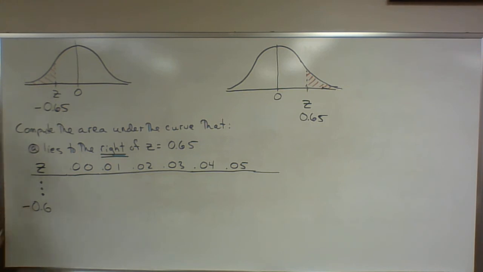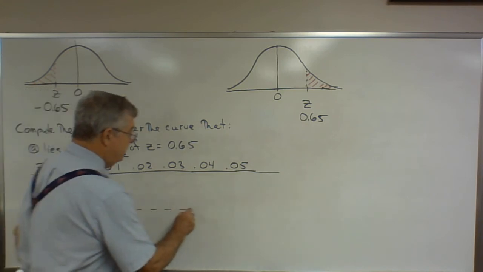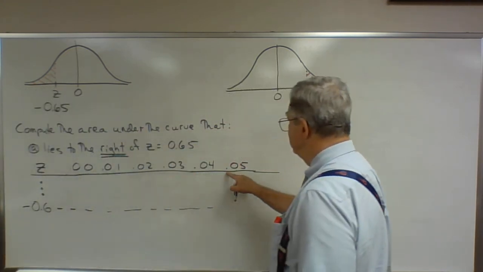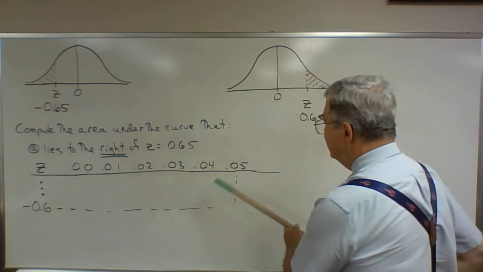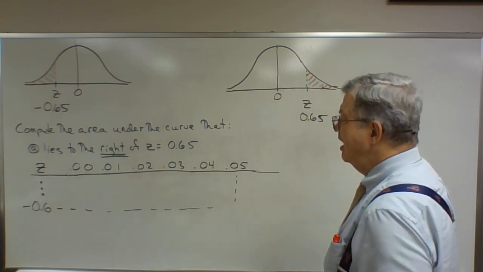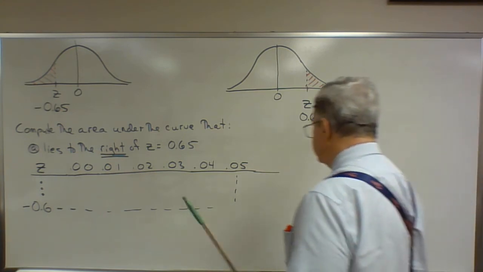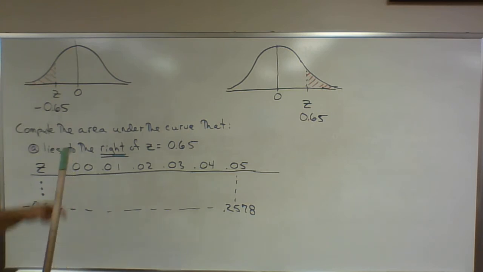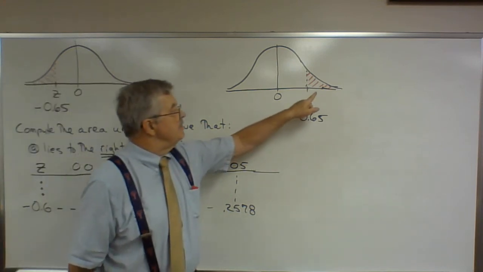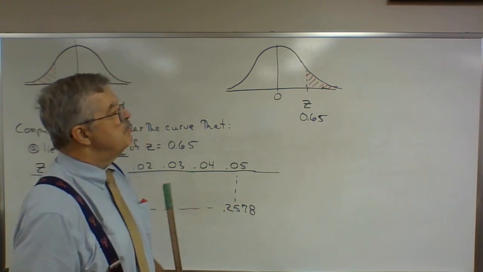And we go down the z column until we hit negative 0.6. And when we hit the row headed by negative 0.6, we go to the right until we hit the column headed by 0.05. And that gives us negative 0.65. And what's the value that we find there? 0.2578. This area is 0.2578, and that's going to be exactly the same as this area, 0.2578.